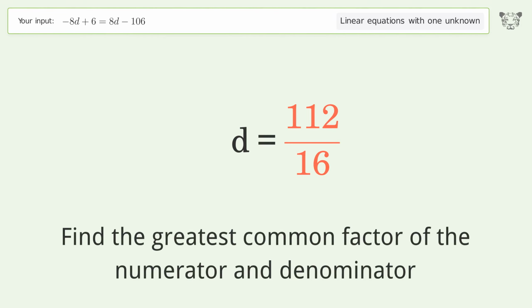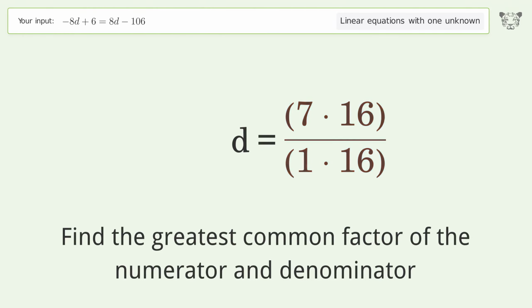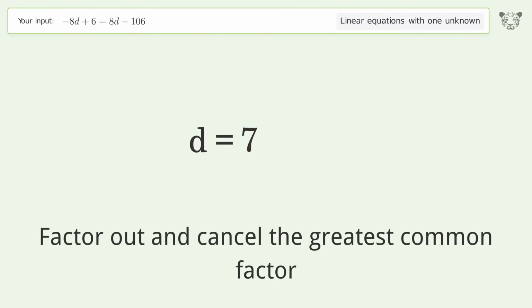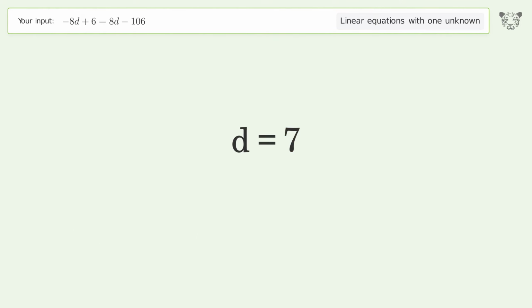Find the greatest common factor of the numerator and denominator. Factor out and cancel the greatest common factor. And so the final result is d equals 7.